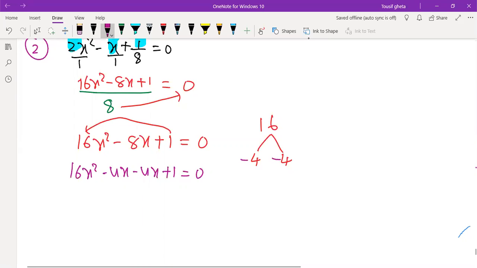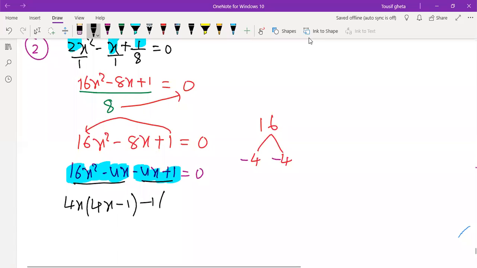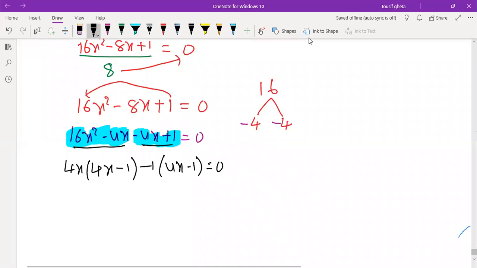Take common in these 2, then in these 2. In the first 2, you will get 4x common. 4 4s are 16, and 4x 1s are 4x. Minus 1, nothing is common, so minus 1 common. We will get 4x minus 1 equals 0. Both answers are the same: 4x minus 1 equals 0, 4x equals 1.